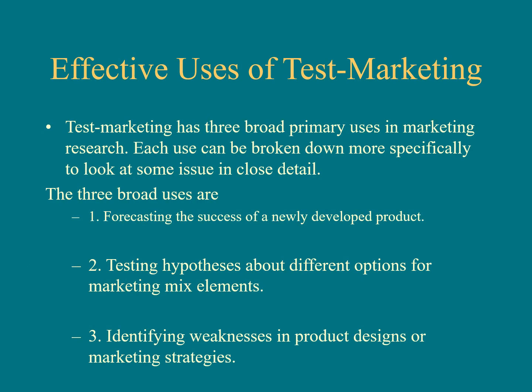Effective uses of test marketing. Test marketing has three broad primary uses in marketing research. Each use can be broken down more specifically to look at some issues in close detail. The three broad uses are: number one, forecasting the success of a newly developed product; number two, testing hypotheses about different options for marketing mix elements; and number three, identifying weaknesses in product design or marketing strategies.